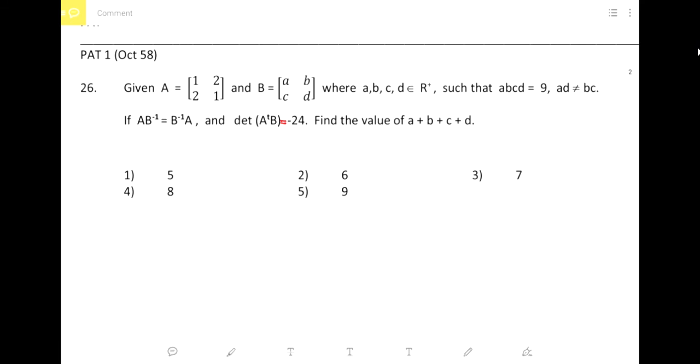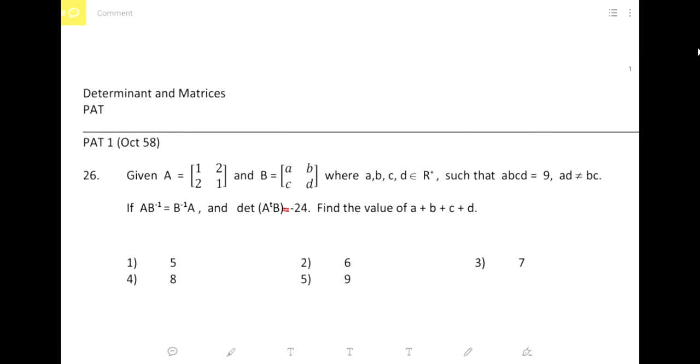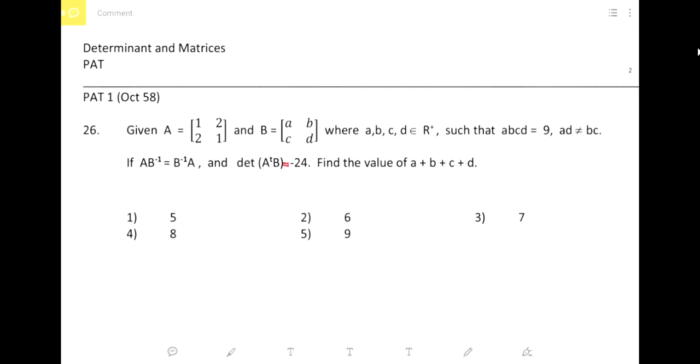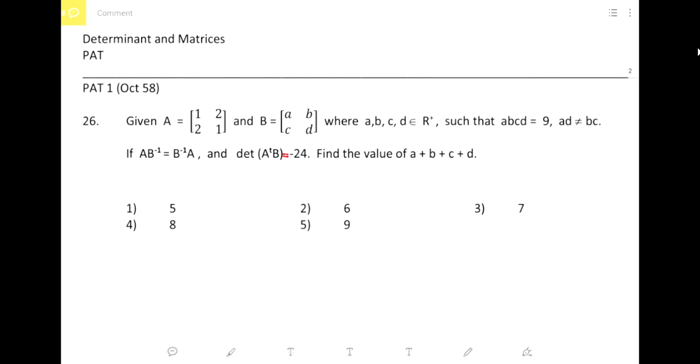Next one, right? You see, in a year, this is year 2558 now. So I would just say in a year that you have to take the PAT exam, you may have to do about 2 problems about matrices and determinants. That's it. So from the statistics, it shows that. Okay, this problem, I made a mistake again. I forgot to put an equal sign there in front of negative 24. So you just put it there.